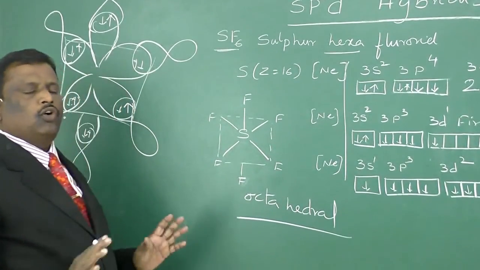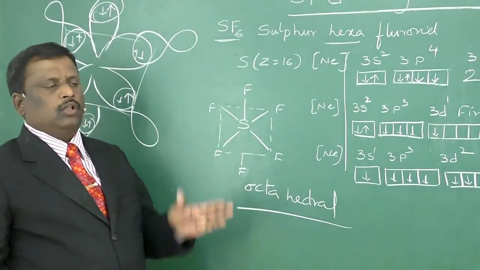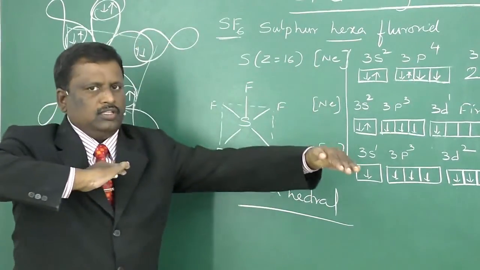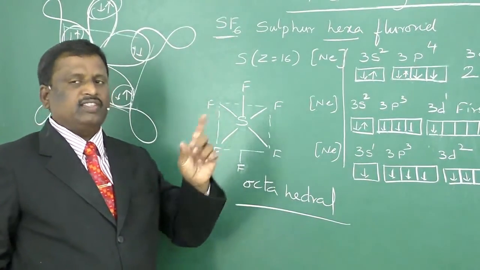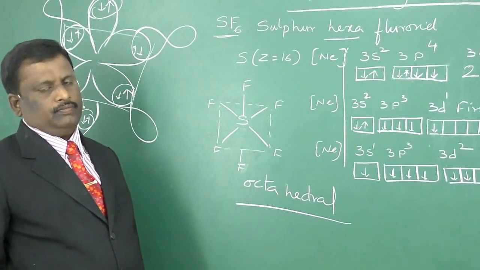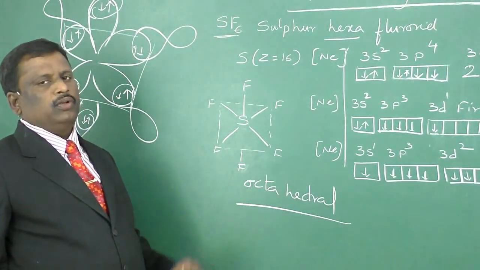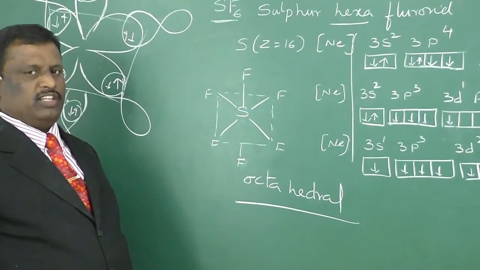Octahedral means 8 faces. For this molecule, these are 4 faces upwards and 4 faces downwards. Total 8 faces are there. Octa means 8. So this molecule is in octahedral shape.